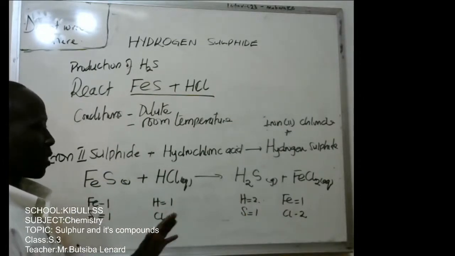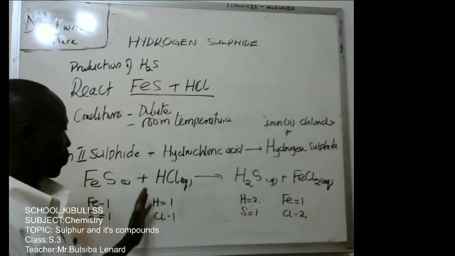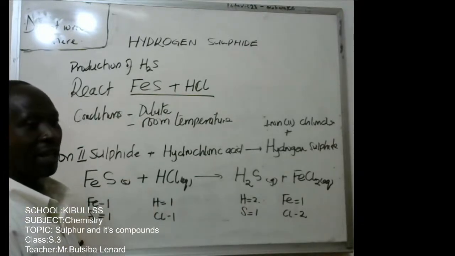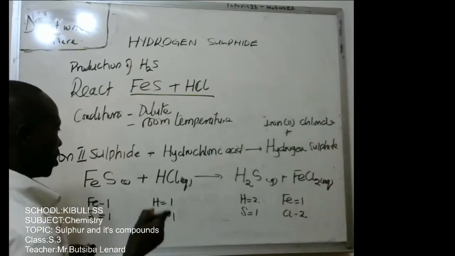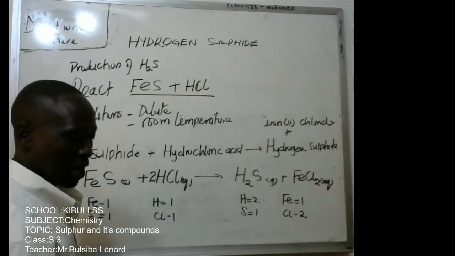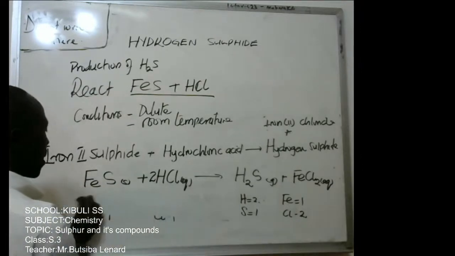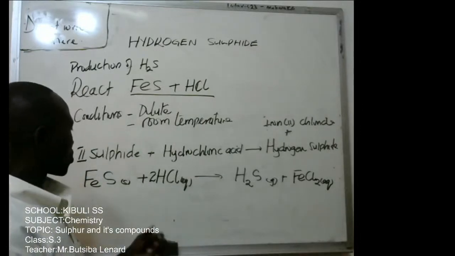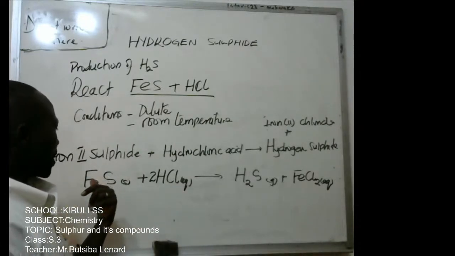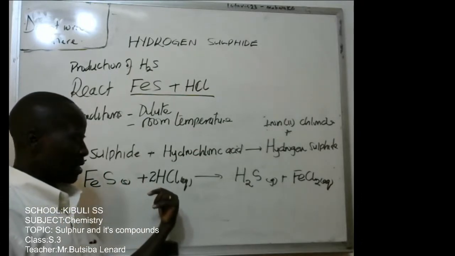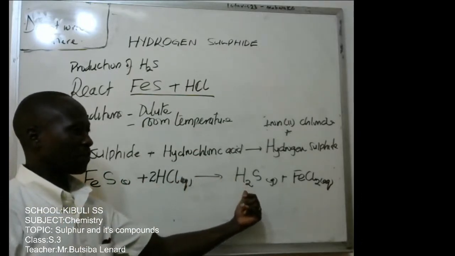What does it mean to make the number equal on either side? We shall increase this side. So which number do I multiply by 1 and I get a 2? It's supposed to be a 2. Therefore, we shall put a 2 there, and we end up with our balanced equation for the reaction. So I want my students to know that iron 2 sulfide and hydrochloric acid gives hydrogen sulfide.